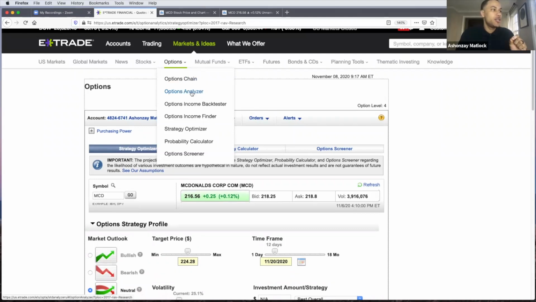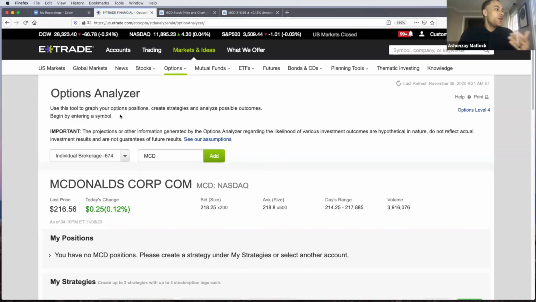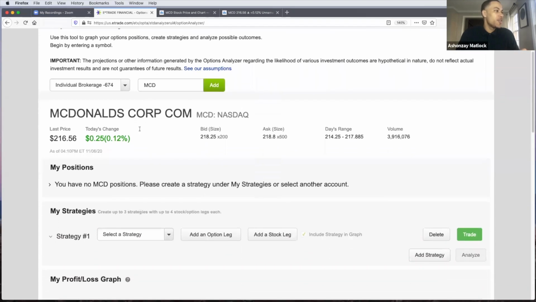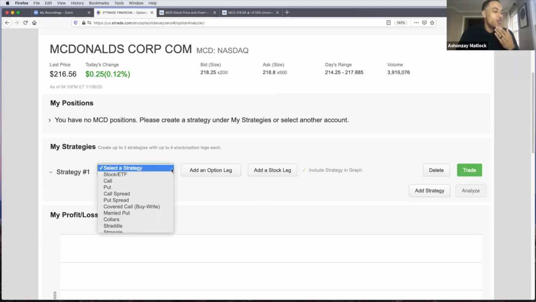So this is the tab or tool you'll be looking to utilize. Now that we are in it, you can use this tool to graph your option positions, strategies, and analyze your outcomes. We have McDonald's here. I want to add, so you'll click add for McDonald's. Once you hit add, you'll select strategy. Now, once you get here, what you need to do is just add those positions that we just talked about. So I'm going to hit add an option leg.